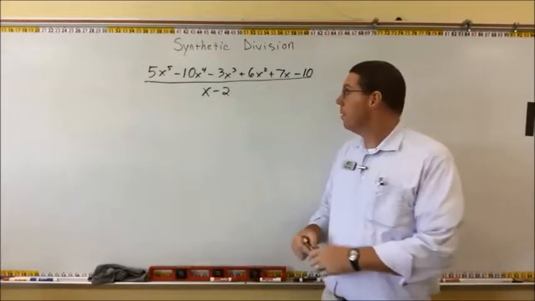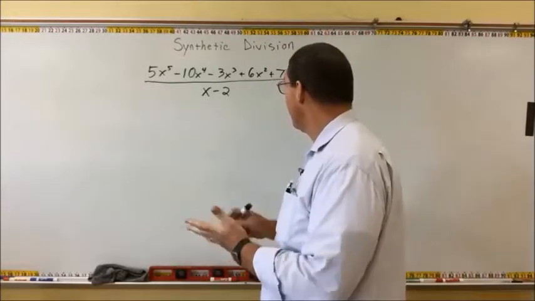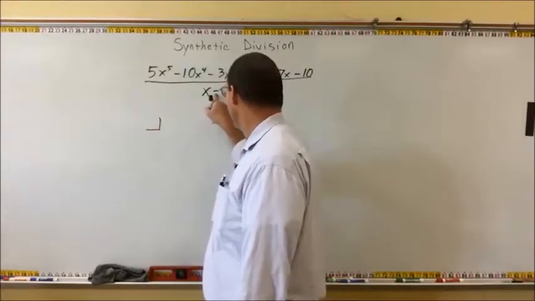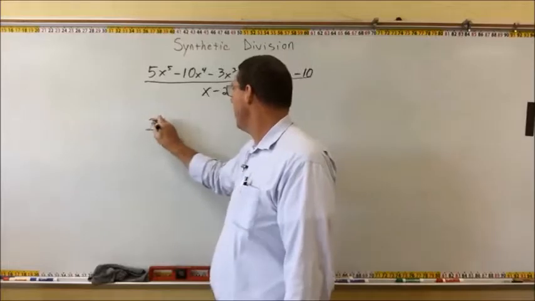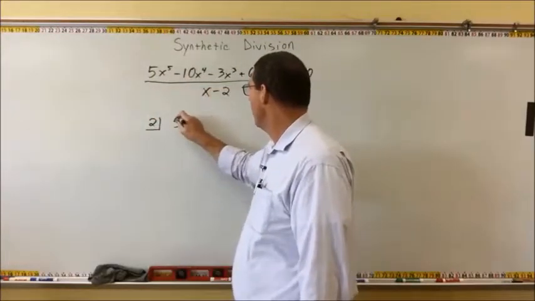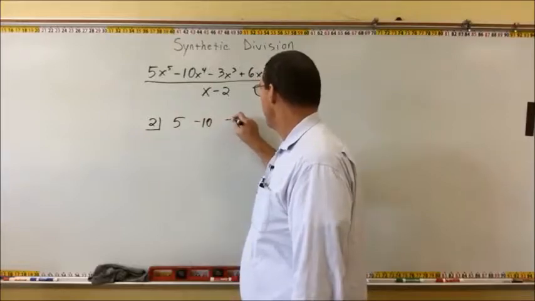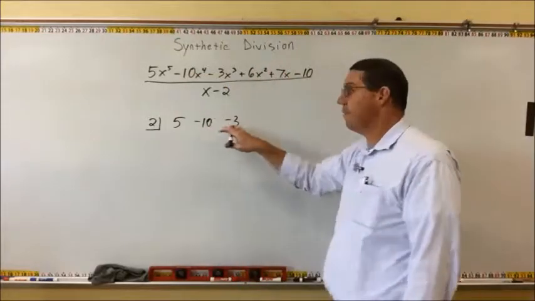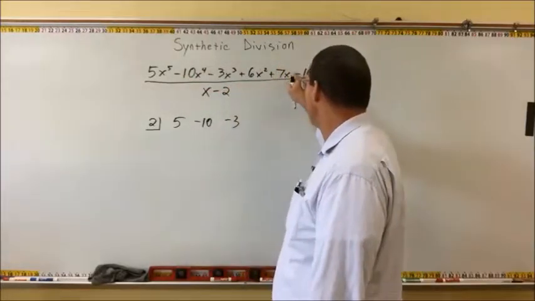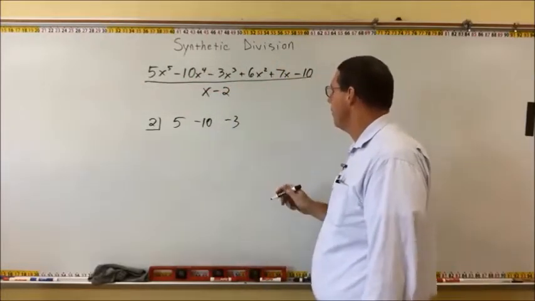All right, so I hope you felt very confident with this. It's very straightforward. We're going to put a half box, put a positive 2 in the half box. Then we're going to bring over a 5, a negative 10, and a negative 3. Negative 10, negative 3. We didn't have to skip anything, didn't have to fill any zeros in because we got fifth power, fourth power, third power, second power, first power, constant. So no, don't have to fill anything in.